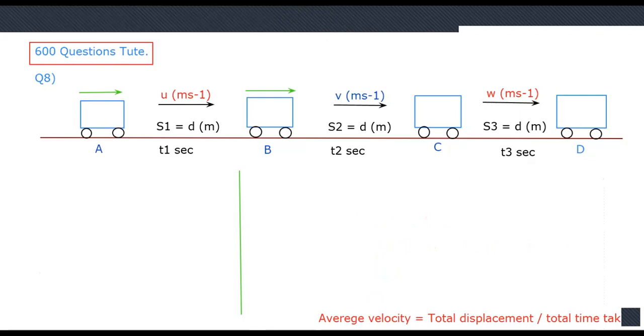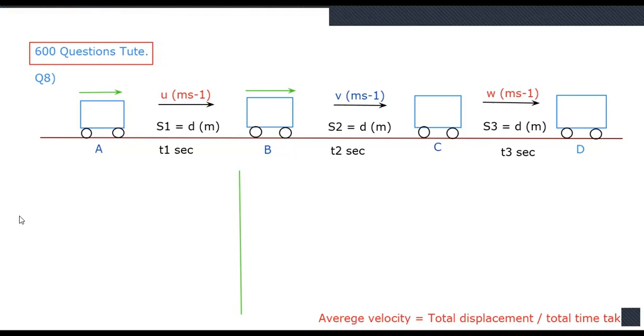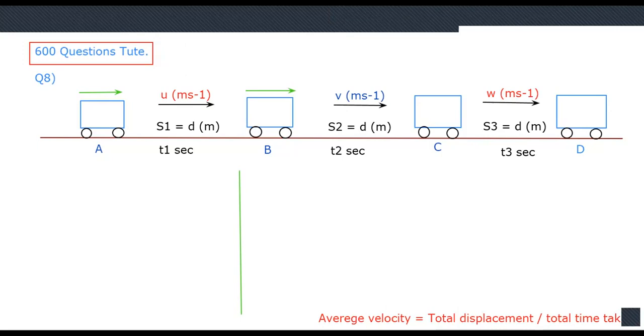Who wants more time? Draw the figure here. If you have completed drawing the figure, please tell me. Okay, sir. Right, let's give it a try.